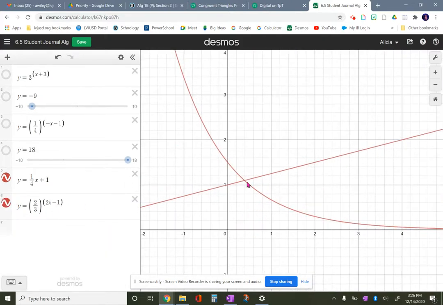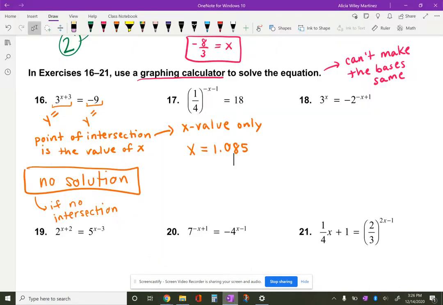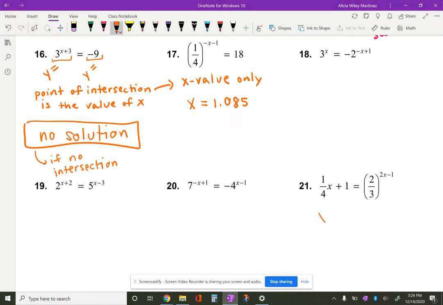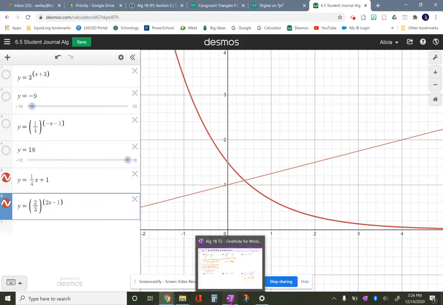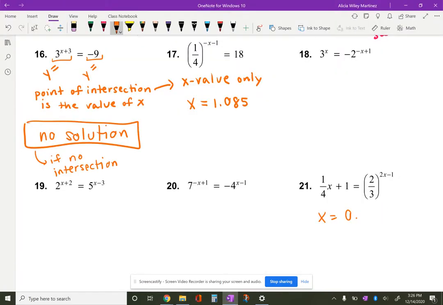So I can see here is where they intersect. And again, you're taking the x value because that's what we're solving for. It is 0.386 at that point of intersection. So for this one, number 21, the x is going to equal 0.0386 or something like that. Let me go back because I completely forgot. That's why this is nice to save. Oh, it's just 0.386. Okay, so it's going to be 0.386.